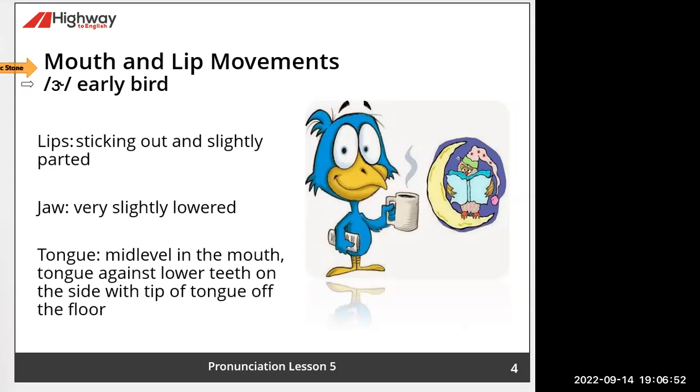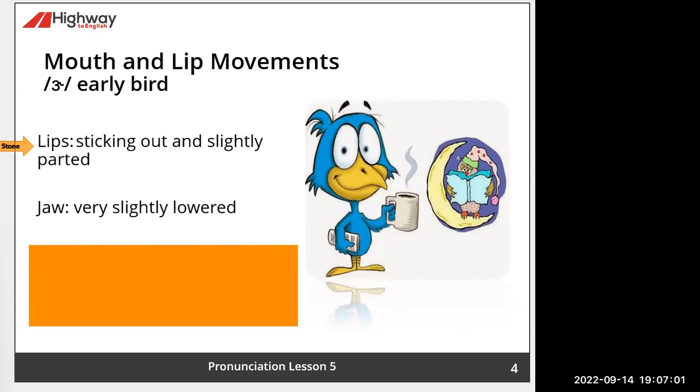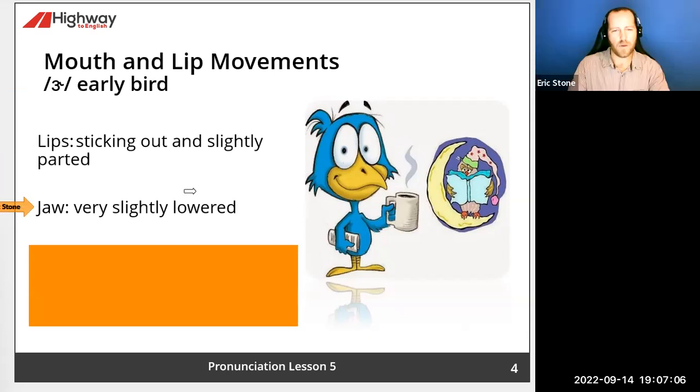Mouth and lip movements. Early bird. Lips sticking out and slightly parted. Jaw very slightly lowered. Good. Lowered. Yeah. Perfect. All right, good. So, yes, the first two things you need to understand are about the lips. They should be sticking out, okay, like me, and should be slightly parted. As well, your jaw, this part of your mouth, should be slightly lowered.